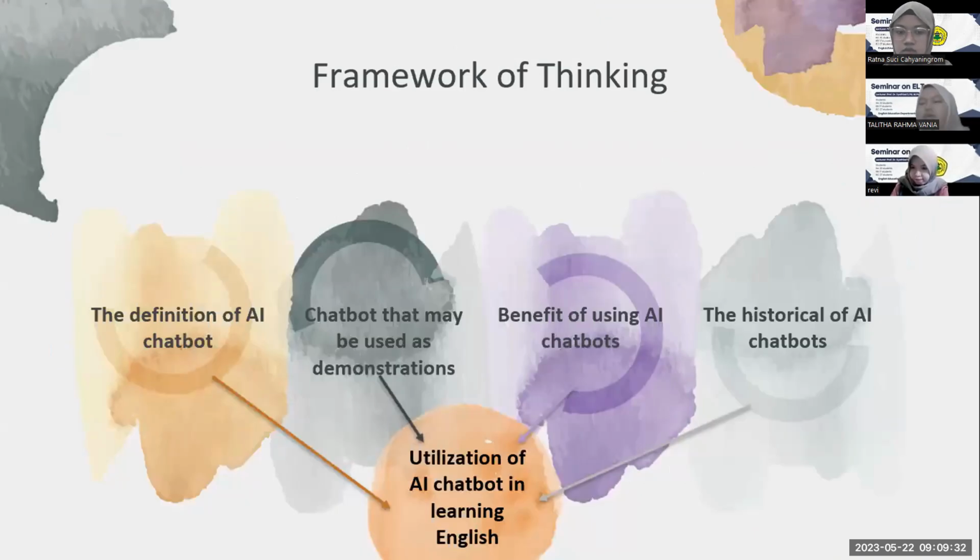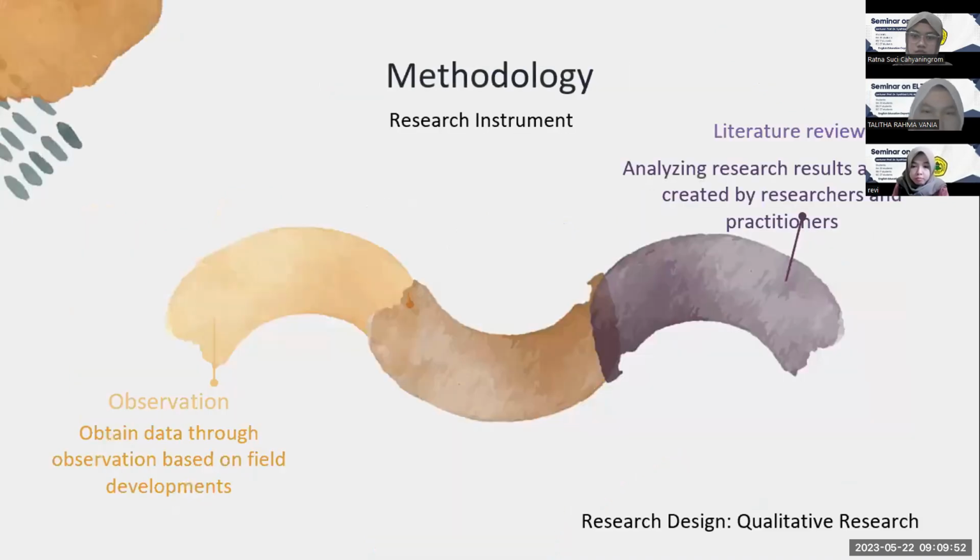So here is my framework of thinking. First, I'm going to discuss the definition of AI chatbots. Second, I want to suggest chatbots that might be used for learning English. The third is the benefit of using AI chatbots, and the last I'm going to talk about is the history of chatbots. And the methodology I use, first, is observation. It obtains data through observation based on field development. And the second is literature review. It is analyzing research results created by researchers.